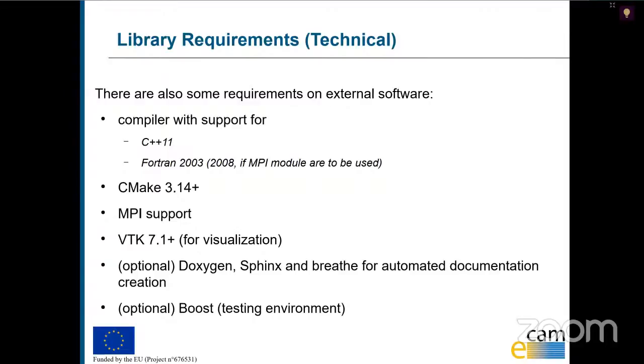And what we provide as optional features are the output of VTK-based data. There we need at least Visualization Toolkit version 7.1 or newer. And if you want to use the automated documentation creation, you need also Doxygen, Sphinx, and Breathe. In order to use the testing environment, you would need the Boost library.